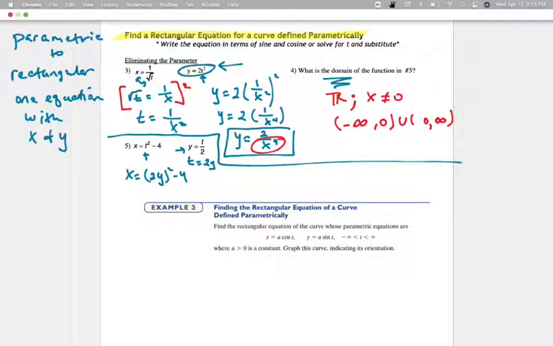All right, and then you're going to want to solve this for y, because we normally have a function equation or a rectangular equation in terms of y. So the first thing you're going to want to do is move over the 4.